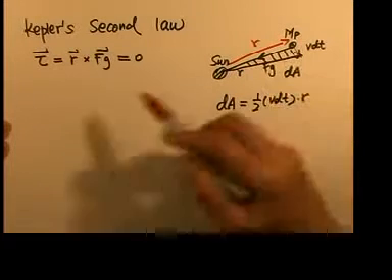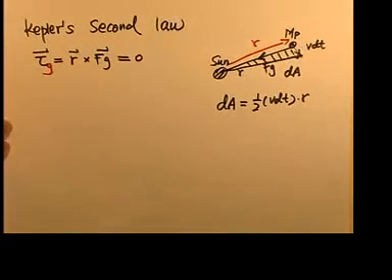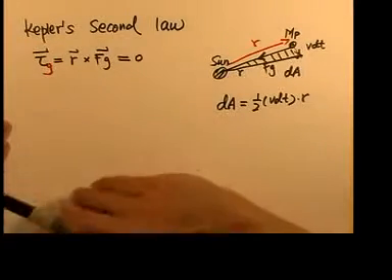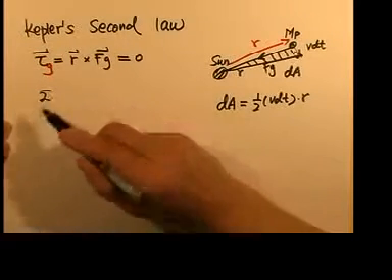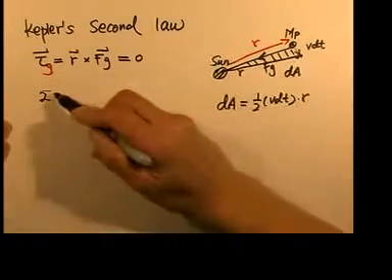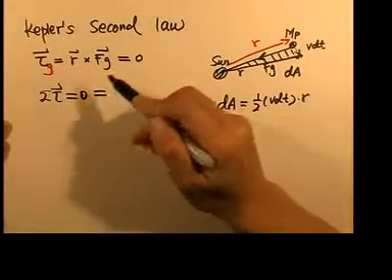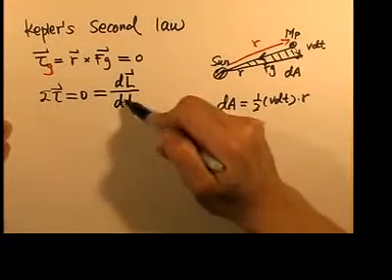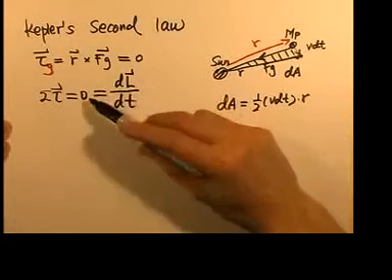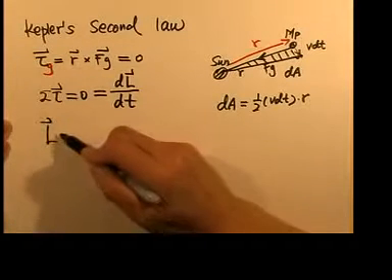That equals 0. Therefore, in this case, the torque caused by the gravitational force equals 0. We learned from the previous chapter that when a torque equals 0, and since this is the only torque on the planet, then sigma torque also equals 0. On the other hand, sigma torque equals dL/dt, the rate of change of angular momentum. When the rate of change of angular momentum equals 0, the angular momentum is constant. L is a constant.